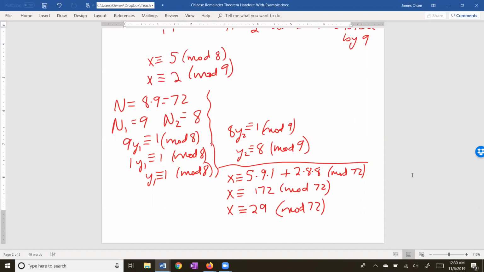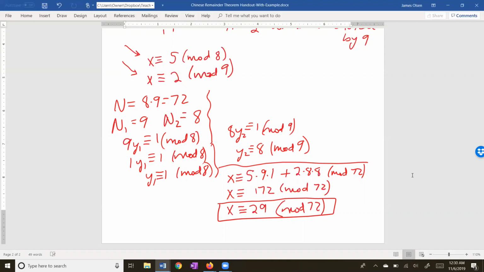Let's check it. If I take 29 and put it back up here, 29 is congruent to 5 mod 8. And when I put 29 up here, that is congruent to 2 mod 9. We do want to write the answer in this form. It's kind of odd that we would write the answer in this form because we were working with mod 8 and 9 to begin with. The reason we write it in this form is this would give us other answers. So 29 works. 29 plus 72 would work, which is 101.